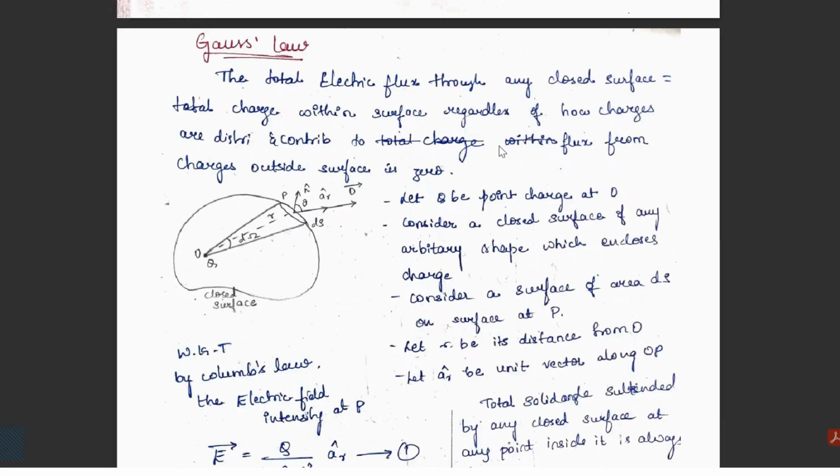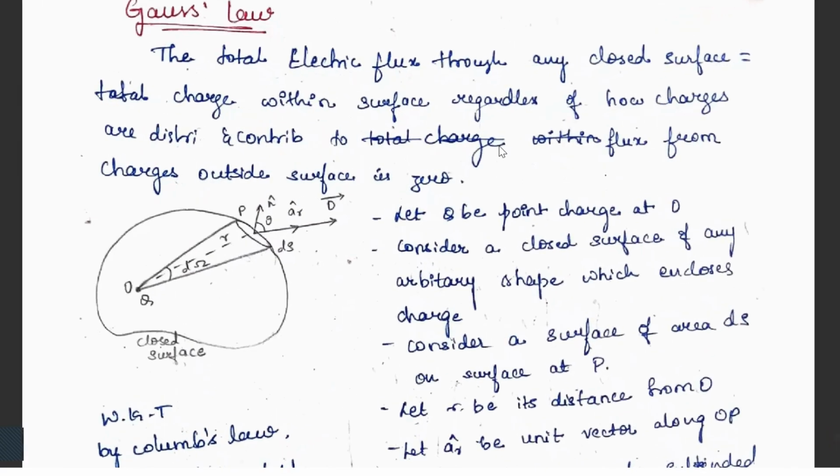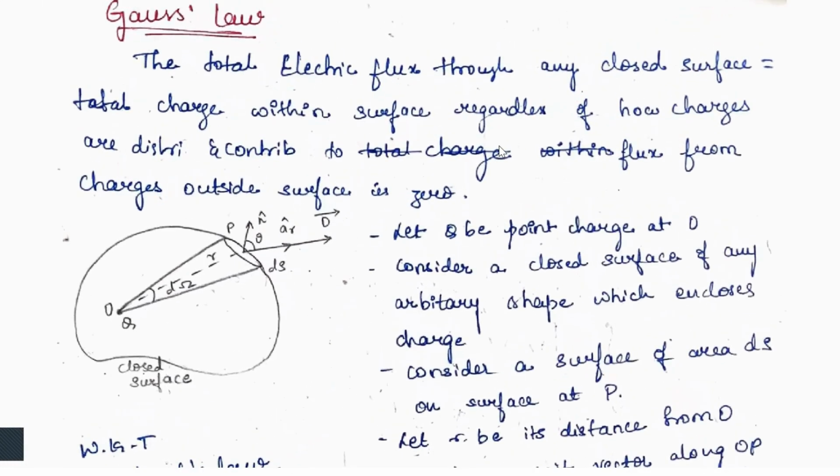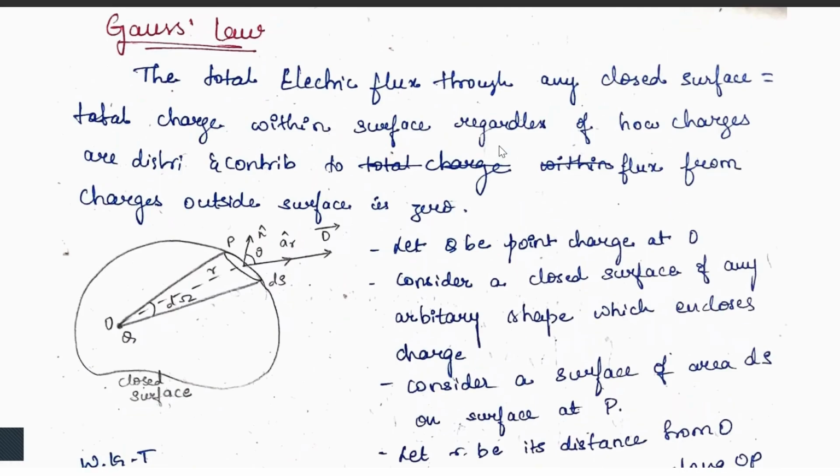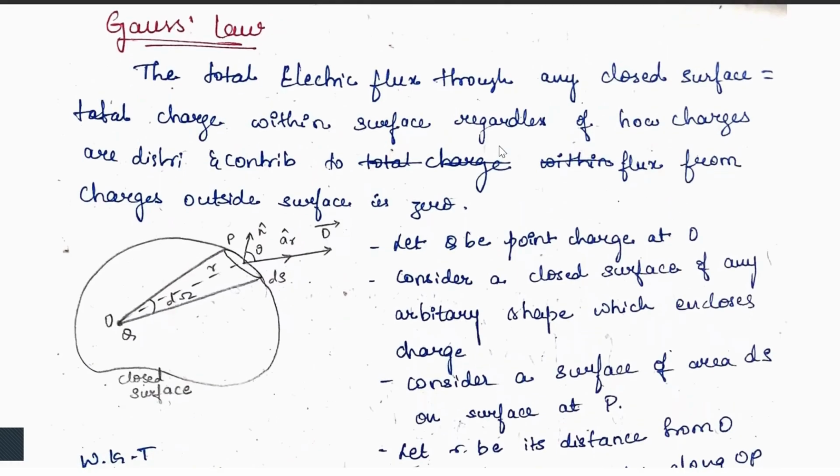So module 2 starts with Gauss law. For part 2, you can refer to the description box. Gauss law: the total electric flux through any closed surface is equal to the total charge within the surface, regardless of how the charges are distributed, and the contribution to the flux from charges outside the surface is 0.